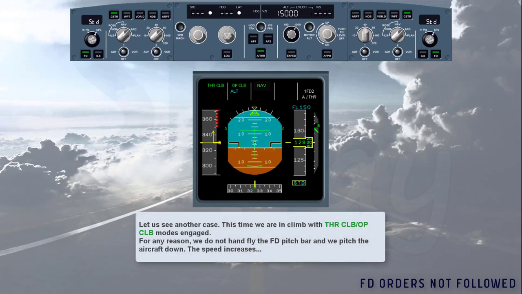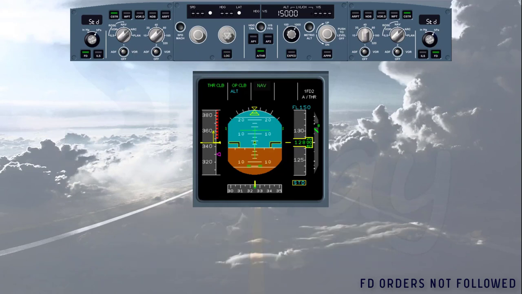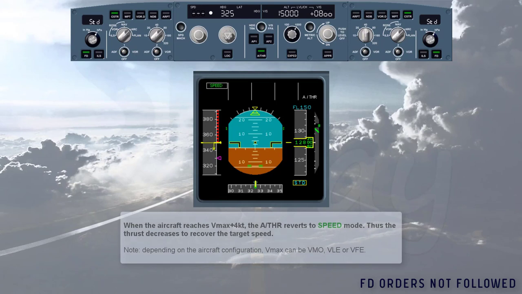This time we are in climb with thrust climb, open climb modes engaged. For any reason, we do not hand fly the flight director pitch bar and we pitch the aircraft down. The speed increases. When the aircraft reaches Vmax plus 4 knots, the autothrust reverts to speed mode. Thus, the thrust decreases to recover the target speed. Note, depending on the aircraft configuration, Vmax can be VMO, VLE or VFE.